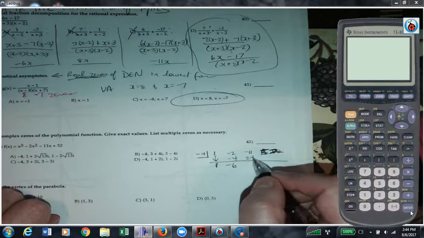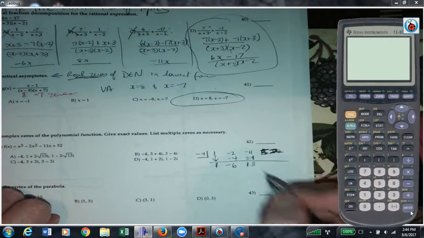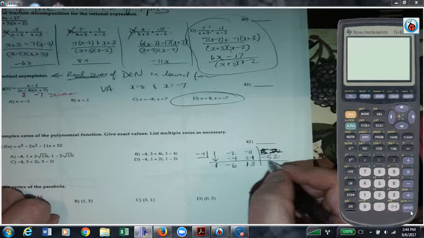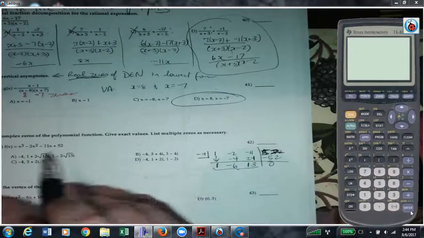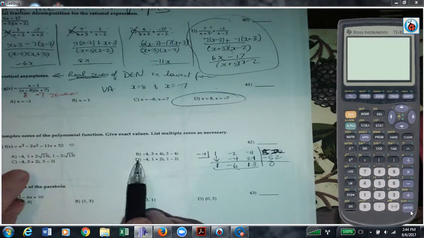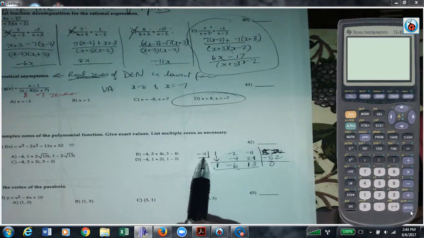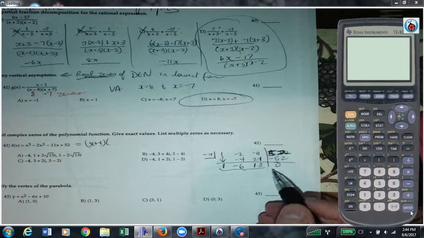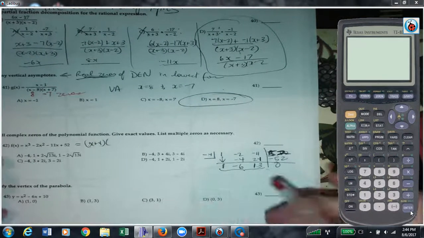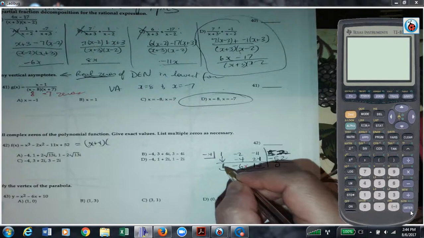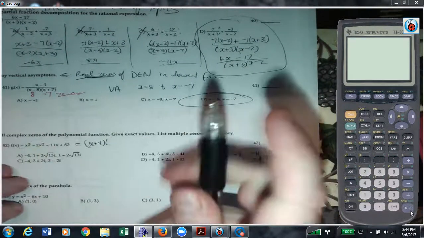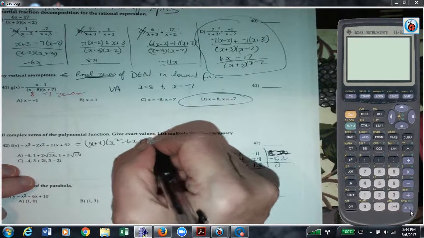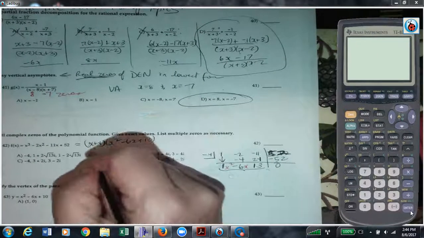4 gives me positive 24, 13. And 13 times negative 4 is negative 52, which is 0. So this is equal to x minus the number in the box, which is x plus 4, times the quotient. There's the line. So constant, x, and x squared. So x squared minus 6x plus 13. So I know the zero here is negative 4.